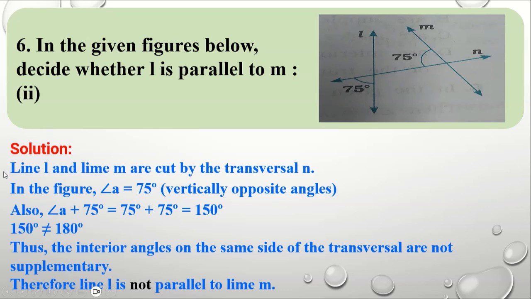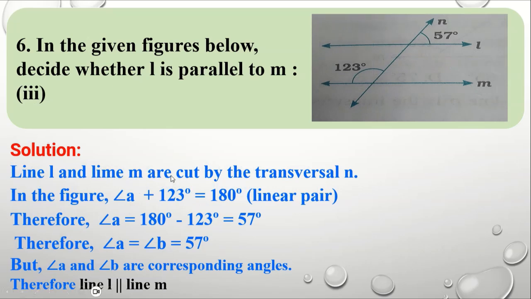Next, lines l and m are cut by the transversal n. In the figure, angle a is 75 degrees, that is a vertically opposite angle. Also angle a plus 75 degrees equals 75 plus 75, that is 150 degrees. 150 is not equal to 180. So the interior angles on the same side of the transversal are not supplementary. Therefore line l is not parallel to line m.